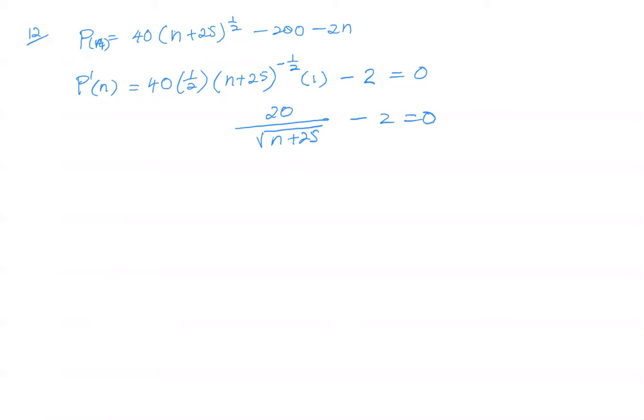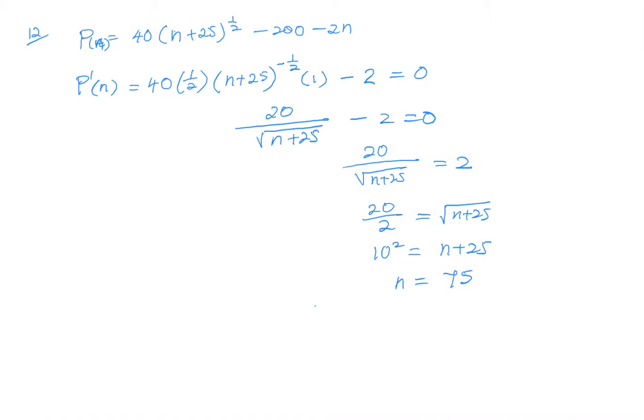So 20 over square root of n plus 25 is equal to 2. So 20 divided by 2 equal to square root of n plus 25. So 10 squared is equal to n plus 25. So n is equal to 75.